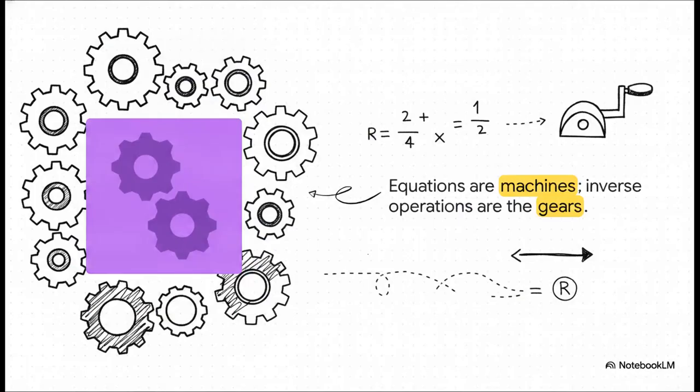Think of equations as giant, intricate machines. Inverse operations, well, they're the gears that let you run that machine in reverse. If someone built a machine by turning a crank forward, you figure out how they did it by turning the crank backwards, right? You're just reversing the process to isolate your core variable.